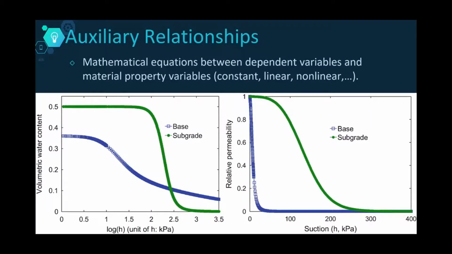Auxiliary relationships are mathematical equations between dependent variables and material property variables. It could be linear, a constant, or nonlinear. These two plots show two different types of auxiliary relationships. The first one is a relationship between volumetric water content and H, which means water potential. This is the so-called water retention curve or soil water characteristic curve in porous materials. It represents a relationship between two state variables. And on the right is a relationship between relative permeability and suction. Suction is a state variable, and relative permeability is a material property.